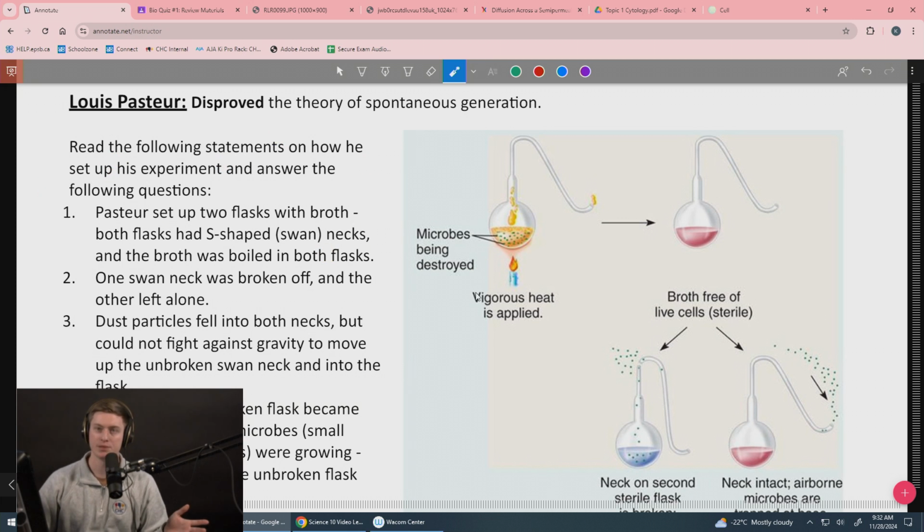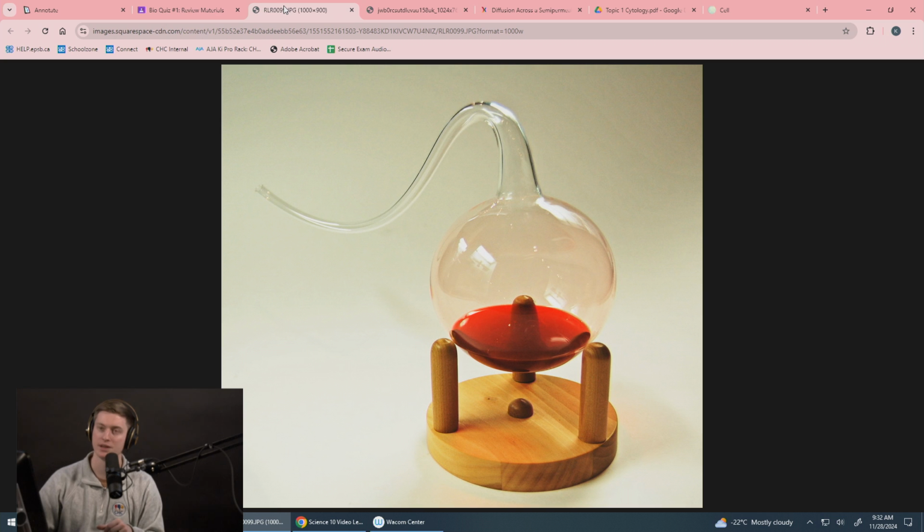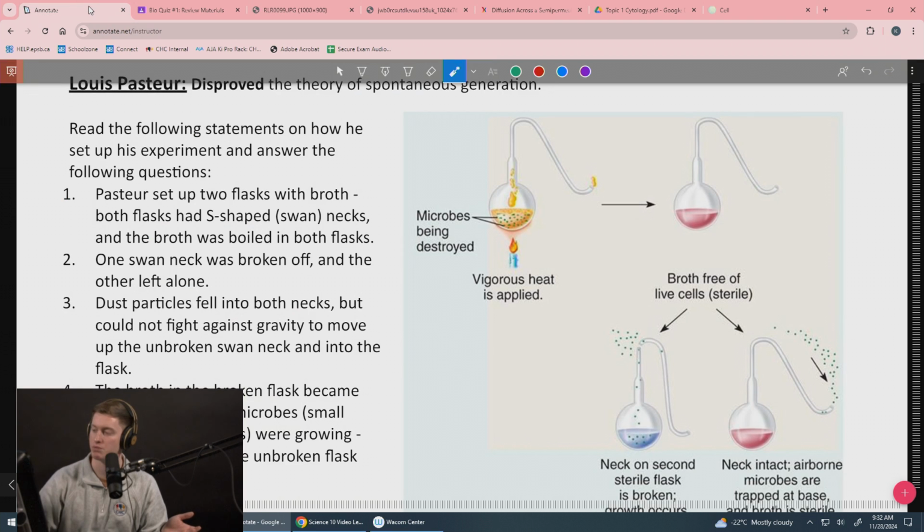This is the description of how he set up his experiment. So he set up an experiment with this gooseneck flask. I have a picture of a gooseneck flask here. And he put some broth from a soup inside of this, sometimes called a swan neck flask, sometimes called a gooseneck flask. And people had observed that if you leave soup out on the counter, then it's going to go bad. It's going to go rancid. Something's going to grow in it.